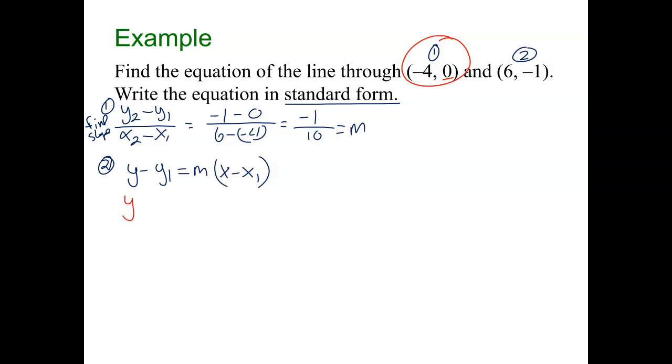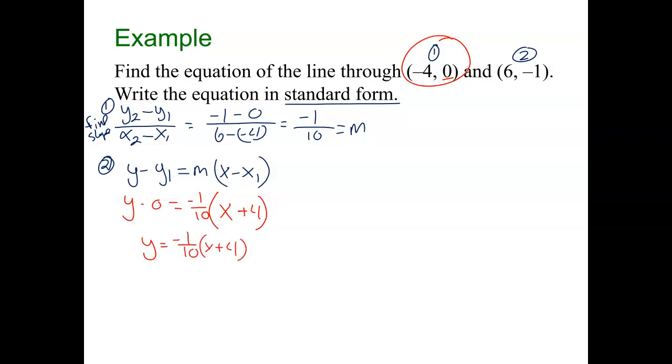Y doesn't change. What's my y1? 0. What's my slope? We just found it: -1/10. There you go. X stays alone. What's x1? -4. When I subtract a -4, it becomes plus. I'm just saving myself a step there. So I end up with x plus 4. And then y minus 0 is just y, so that stays the same.